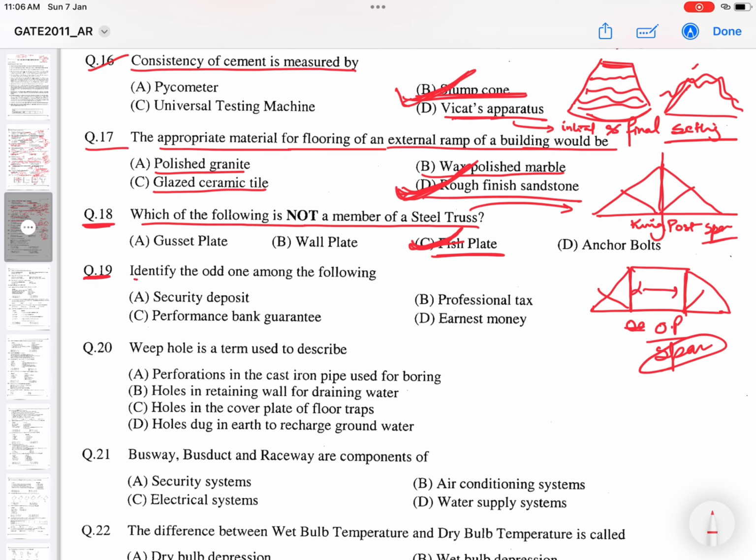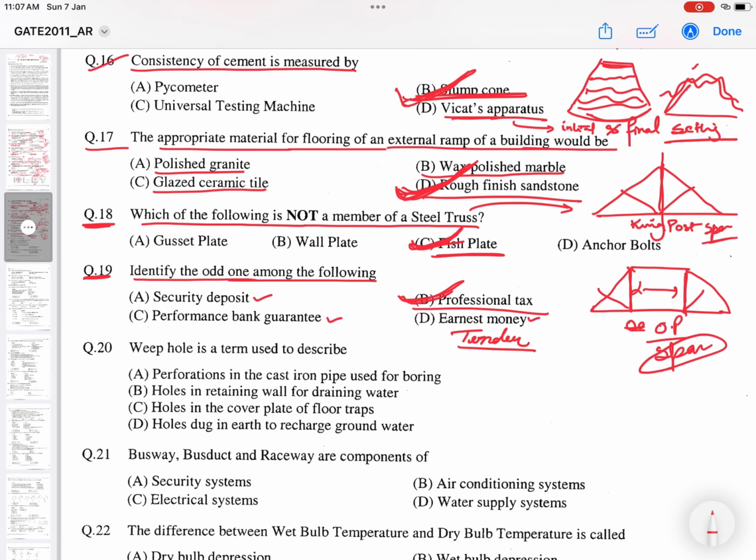Now coming on to question number 19. Identify the odd one among the following. So what is the odd one? These are, I think, security deposit, performance bank guarantee, and earnest money. These all are related to tender. But what is not related to tender?